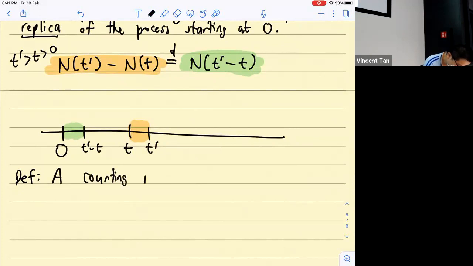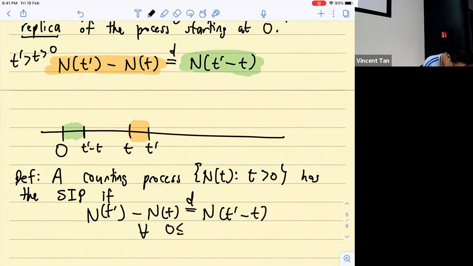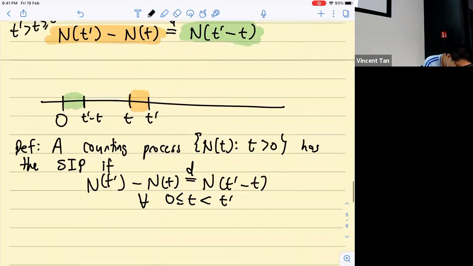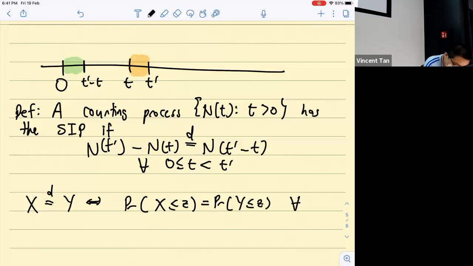A counting process N(t), t bigger than 0, has the stationary increment property if exactly the thing on top holds, and N(t prime) minus N(t) has the same distribution as N(t prime minus t) for all 0 less than or equal to t less than t prime. This one can be greater than 0. And what does it mean for this? If you're not familiar with this distribution thing, this means that X has the same distribution as Y if and only if probability X less than z equals probability Y less than z for all z. So it has the same distribution.